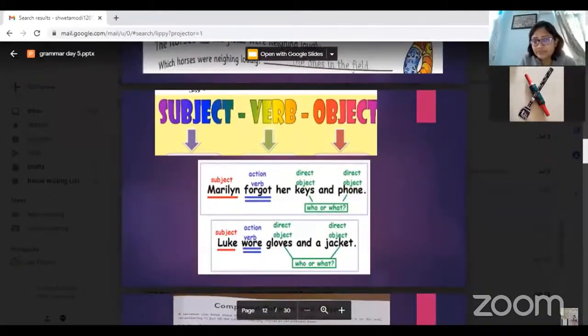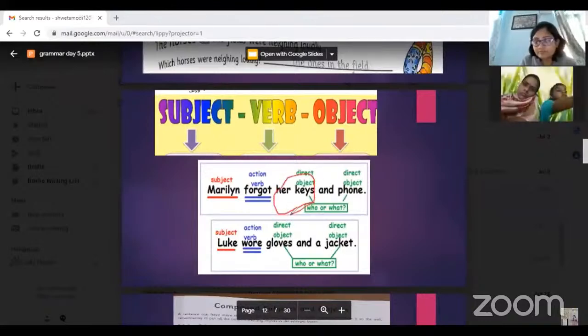We all know what is a subject, what is a verb, what is an object. But if you have more than one object, then it becomes compound object. If you have more than one subject, then it becomes compound subject. Now, there can be direct object and indirect object. Can you tell me what Marilyn forgot? Her keys and phone. So, it is a compound object. Direct object, gloves and jacket.